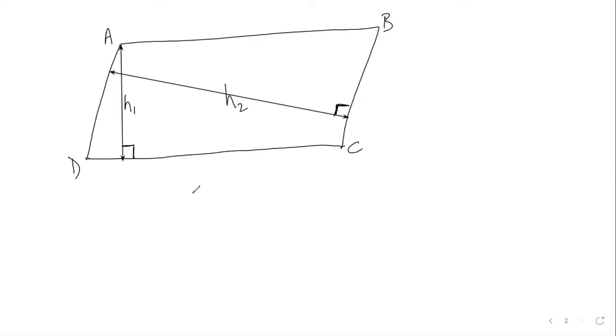And now what I'm trying to tell you is that for the area of a parallelogram, in a way, you have two formulas. So one formula can be DC into height H1. This would also be equal to BC into height H2.